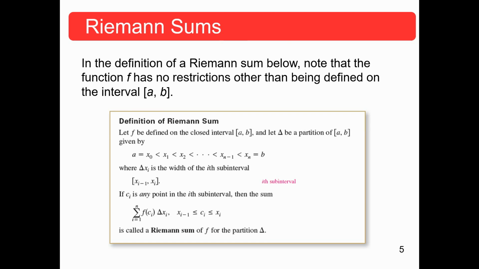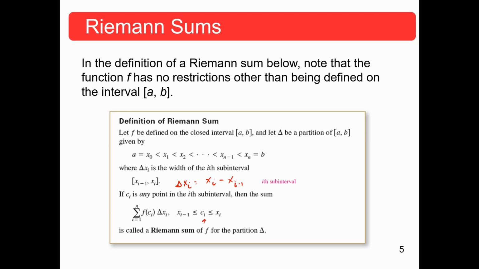So we're saying that this is the ith interval. So we know that delta x sub i would be x sub i minus x sub i minus 1. We used that just a second ago. Now, if c sub i is any point on that ith subinterval, then this sum is called a Riemann sum. Notice that c has to be between the endpoints of that ith subinterval.